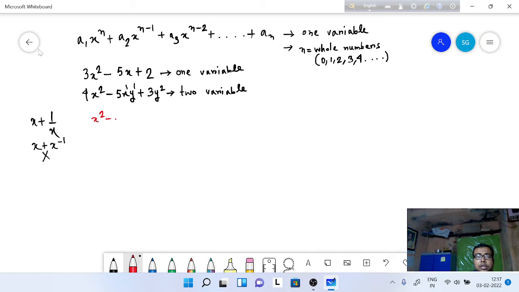Now next. x square minus root 3x plus 2. Is this a polynomial? Yes, because the power of each term, see, here is 2, here is 1 and here is 0. We don't need to look at the constant. We always watch carefully the power of the variable, not the constant. So here this is a polynomial.